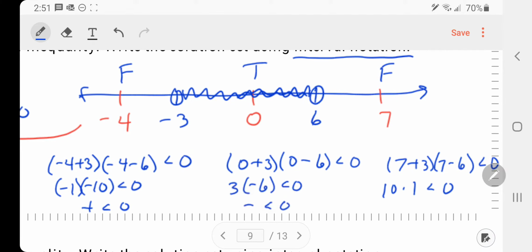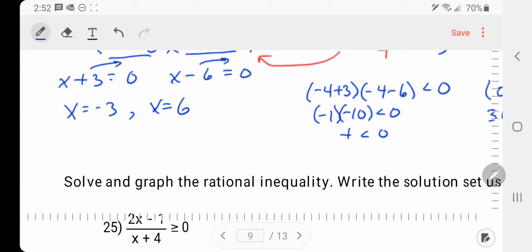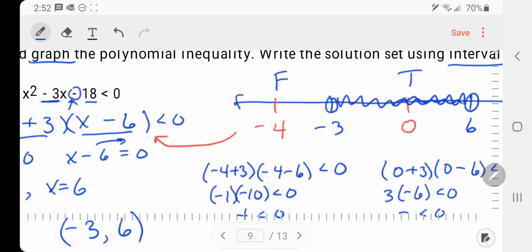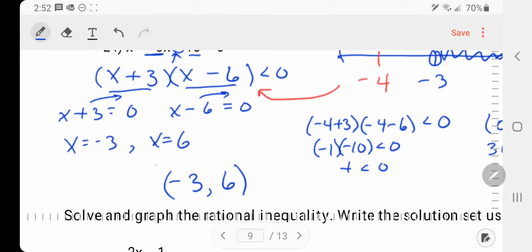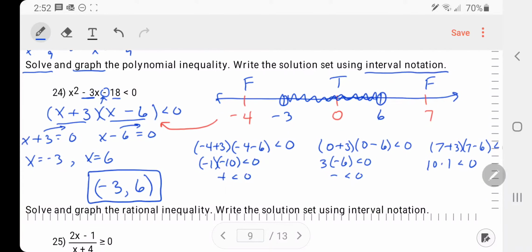And so now that we know the sections that are shaded, we can write the interval notation. And this is going to be everything from negative 3 to 6 with parentheses, okay? So the final answer, negative 3 to 6. We're using parentheses because the circles were open circles. And that is the interval notation.